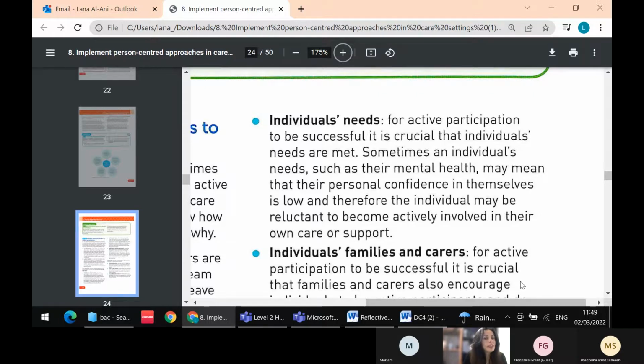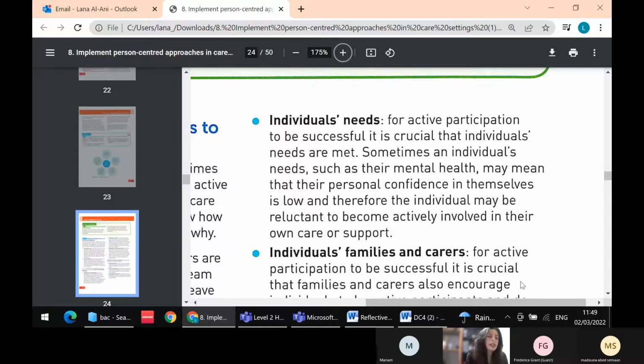Why? Because they have mental health problems. That means their personal confidence in themselves is very low. Maybe they have a problem like, let us say, depression or other mental health issues. Their self-confidence is very low. They wouldn't want to participate. They wouldn't want to get involved.